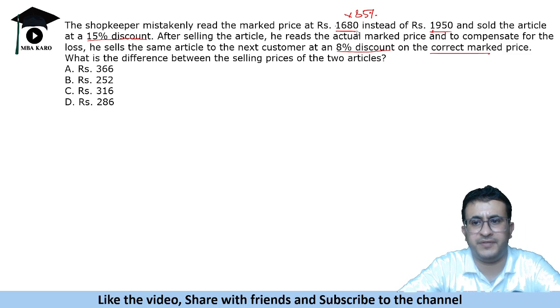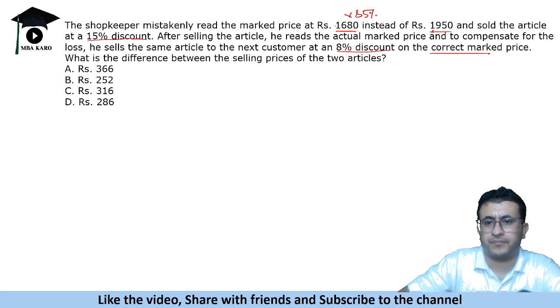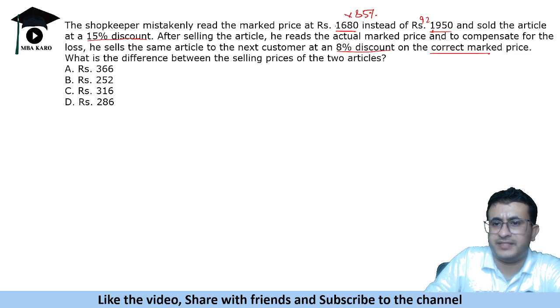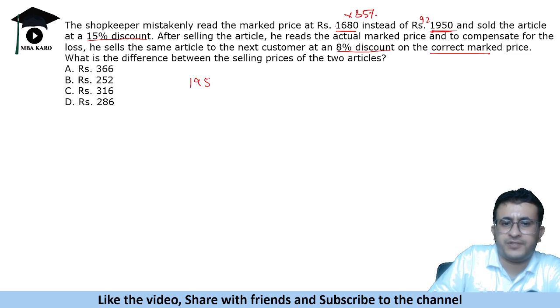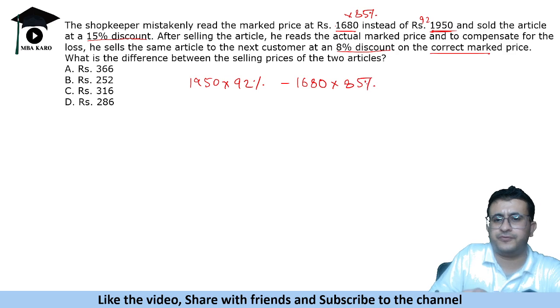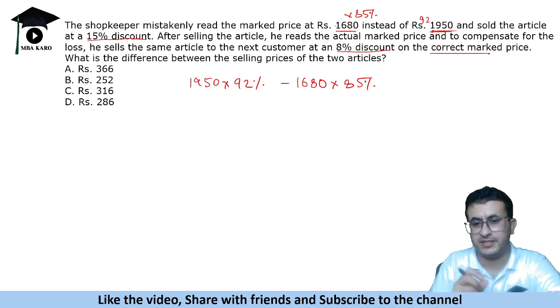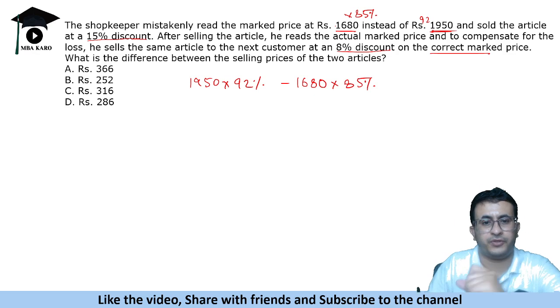Okay, so we need to find out what is the difference between the selling prices. So obviously this will be the higher one. So 1950 का 92% minus 1680 का 85%. So it was not much of thinking, but just using calculations. So this is more on calculation techniques.